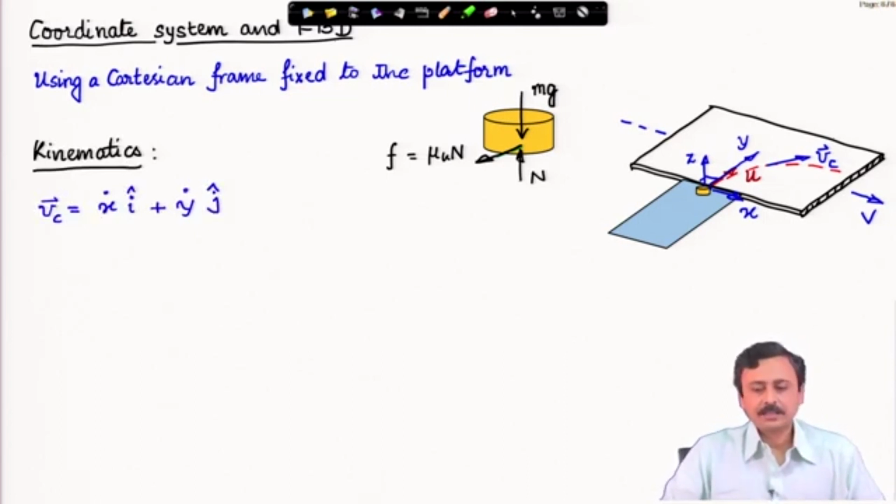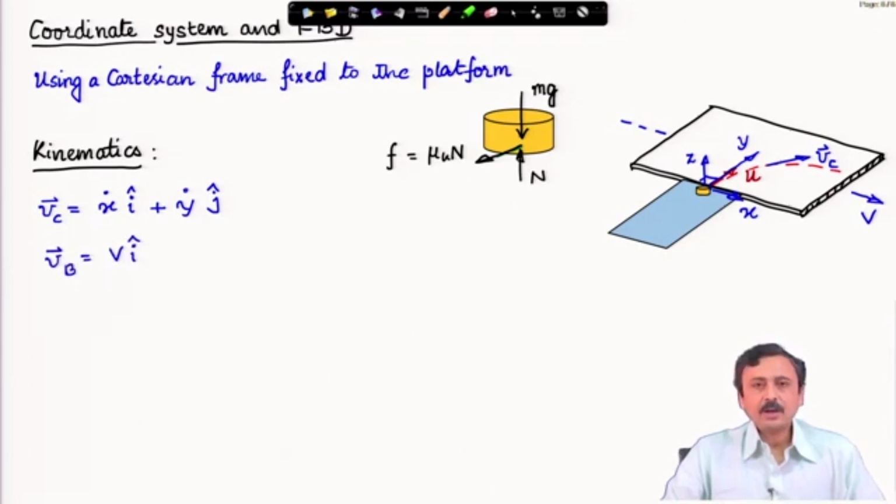The kinematics. If in this coordinate system that I have shown, at any point of time the coordinates of the cylinder are x, y, then I can write the velocity vector as x dot i cap plus y dot j cap, because i and j are not changing directions. Therefore, the position vector is x i cap plus y j cap and velocity is x dot i cap plus y dot j cap, as it happens in a Cartesian coordinate system fixed with distant stars.